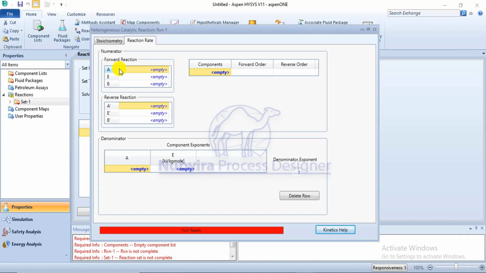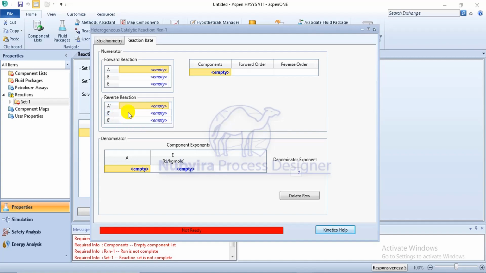So for A it will be 4.47 times 10 raised to power 5, and then for E it will be 25 kg per mole, right? That is what we'll put. Now for the reverse reaction, we are not going to input any values for it, right? We are not going to be inputting any values for it because this particular process does not have a reverse reaction.